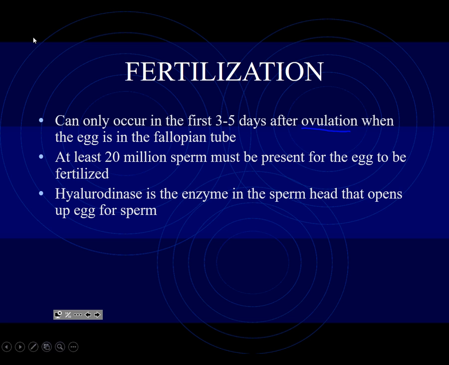there's an enzyme in the head of the sperm that, quote, opens up the egg for sperm. So that enzyme is called hyaluronidase. Okay, hyaluronidase is an enzyme. So you have your little sperm, and there's an enzyme in the head of the sperm that it secretes when it gets into the female body, actually in the vagina or in the uterus.